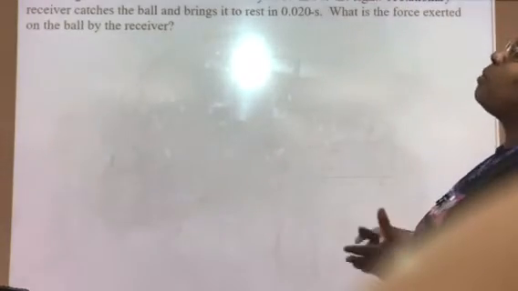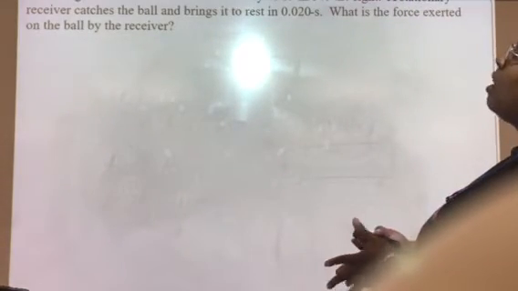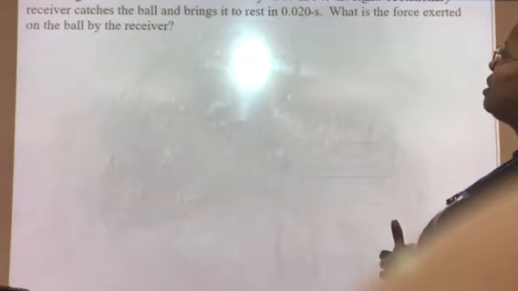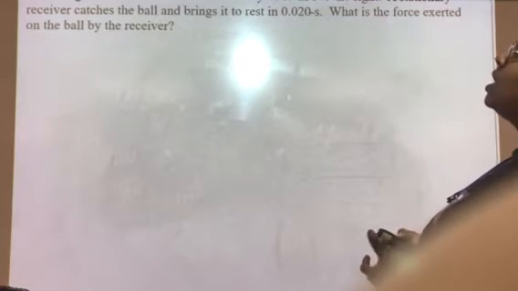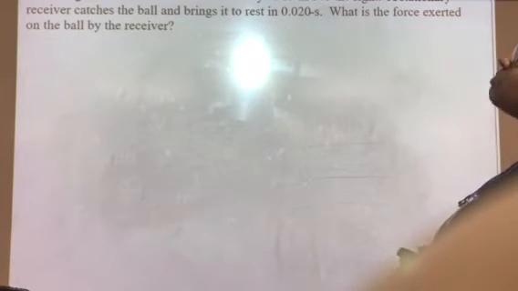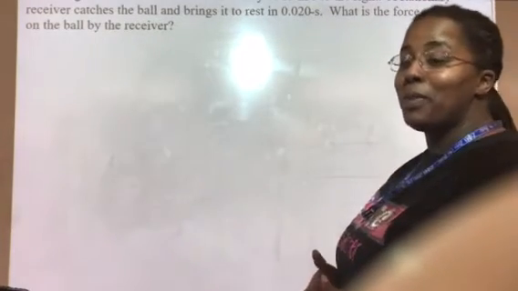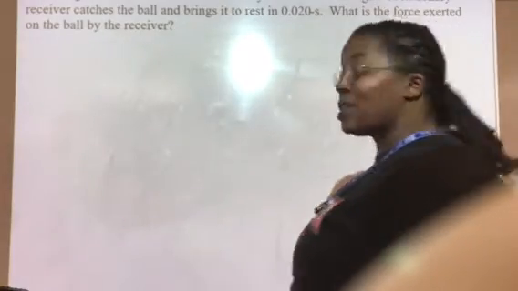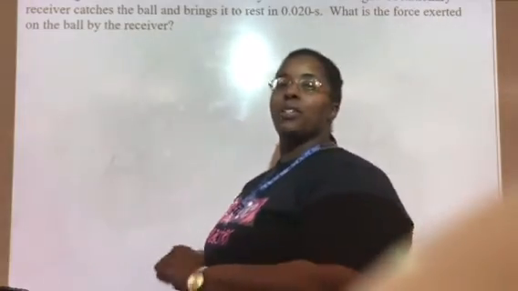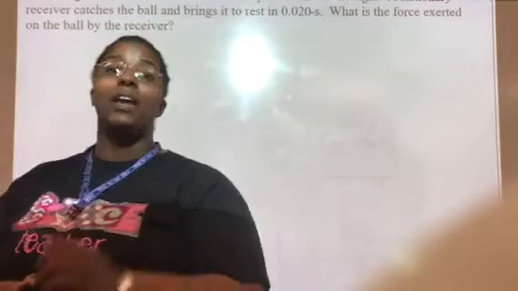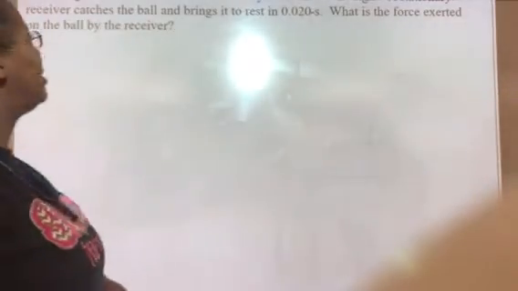We have a 0.50 kilogram football thrown with a velocity of 15 meters per second to the right. A stationary receiver catches the ball and brings it to rest in 0.02 seconds. What is the force exerted on the ball by the receiver? Whew, pretty big one. So let's use our favorite method because it's a good way for us to figure out what we already have and exactly what we are going to need.